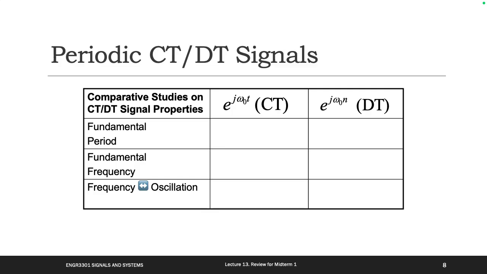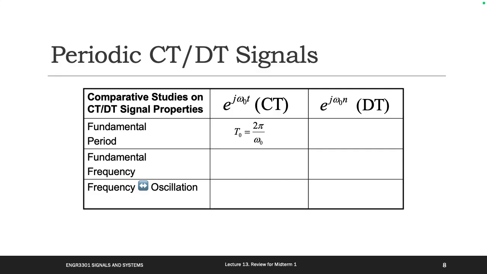What is the fundamental period for CT exponential signals? Yeah, 2 pi what? For the CT signals, 2 pi over frequency. Yeah, what is frequency? Angular frequency. Yeah, it is equal to 2 pi over omega. Am I right? Yeah, we talked about that.